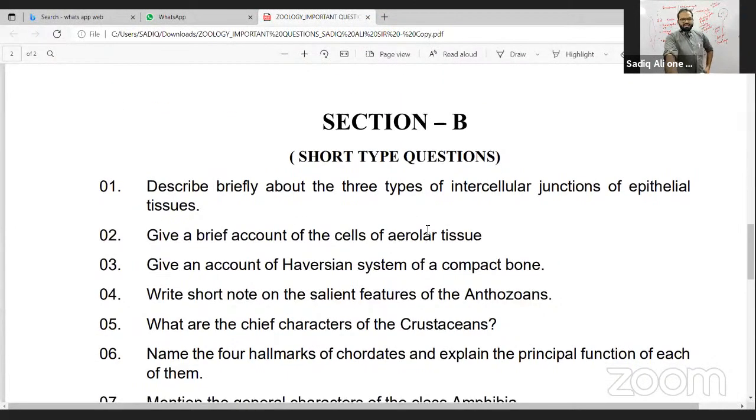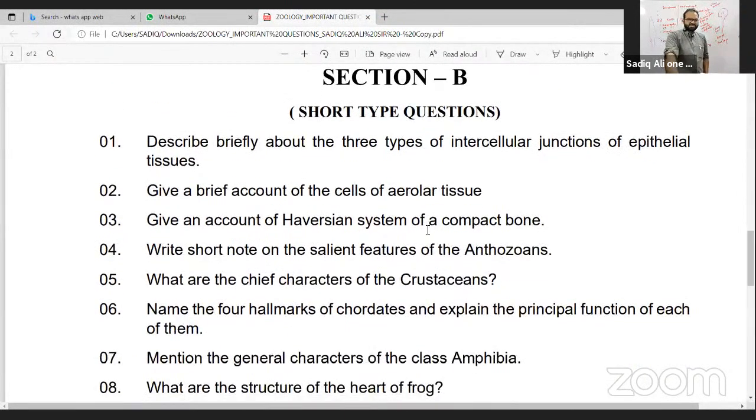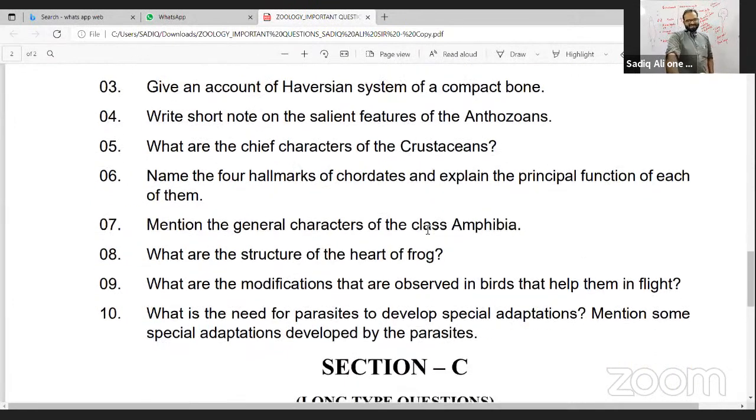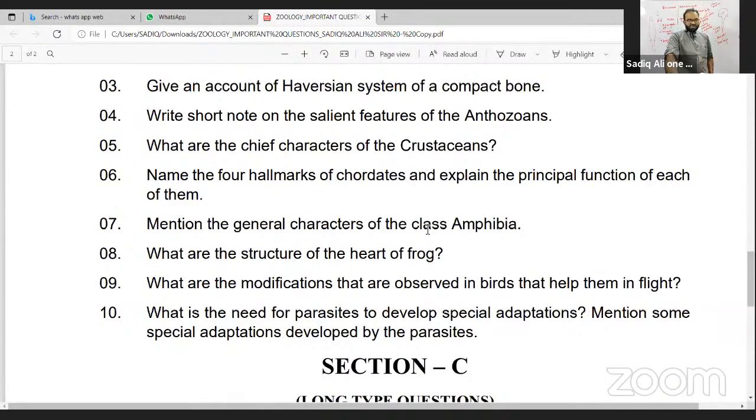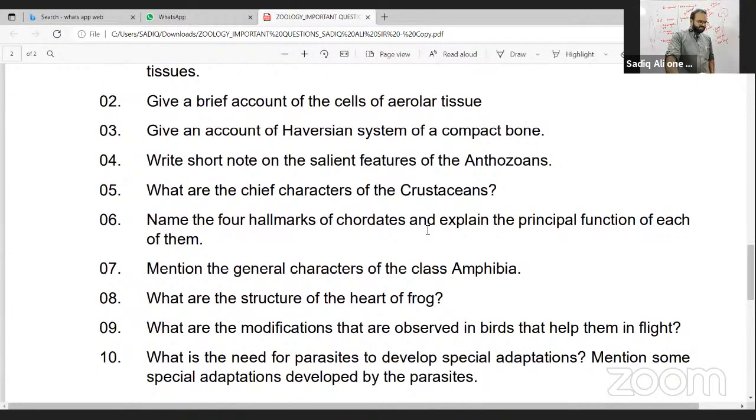Section B. Types of intercellular junctions. All questions you have to read because we are giving 12 questions. These are the most important questions. You have to read more questions also, like glandular epithelium also you have to read. You cannot skip even a single question from here. They give only write only 6. Yes, but you have to prepare all questions.